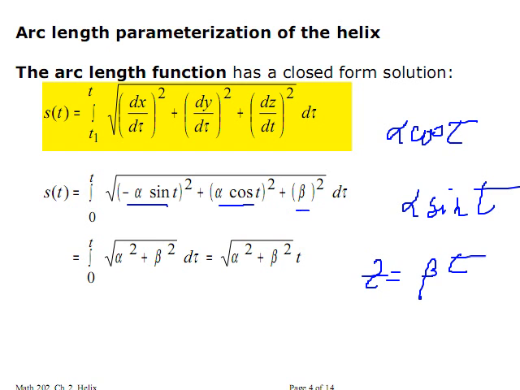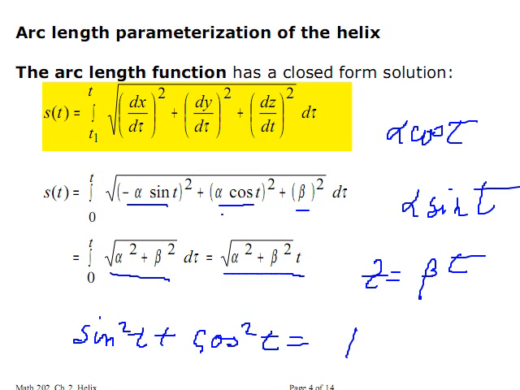So when we square this, we'll end up with alpha squared times sine squared t plus alpha squared times cosine squared t. And we make liberal use, as we always do, of the Pythagorean identity that sine squared plus cosine squared is equal to 1, and here's the result. We have this constant, the square root of alpha squared plus beta squared, times d tau integrated from 0 to t. This is the solution for the arc length function along the helix. And as you know, that's remarkable. There aren't very many functions that have closed form solutions for the arc length function.